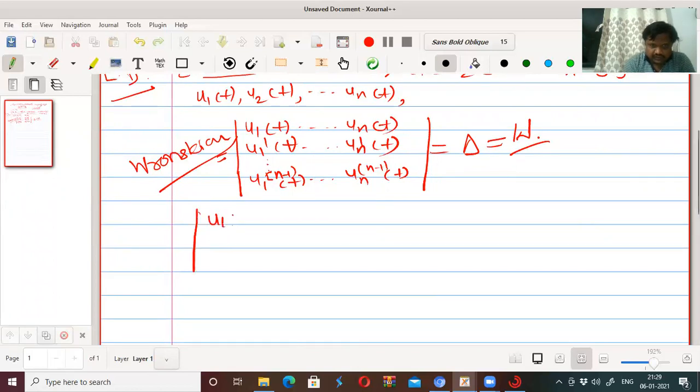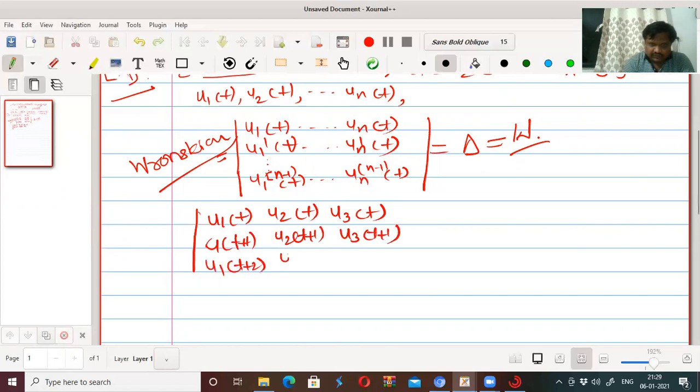Which one? U1 T, U2 T, and U3 T. Then this is U1 T plus 1, U2 T plus 1, U3 T plus 1. Then U1 T plus 2, U2 T plus 2, U3 T plus 2. What will I do here? Apply R3 minus R2.